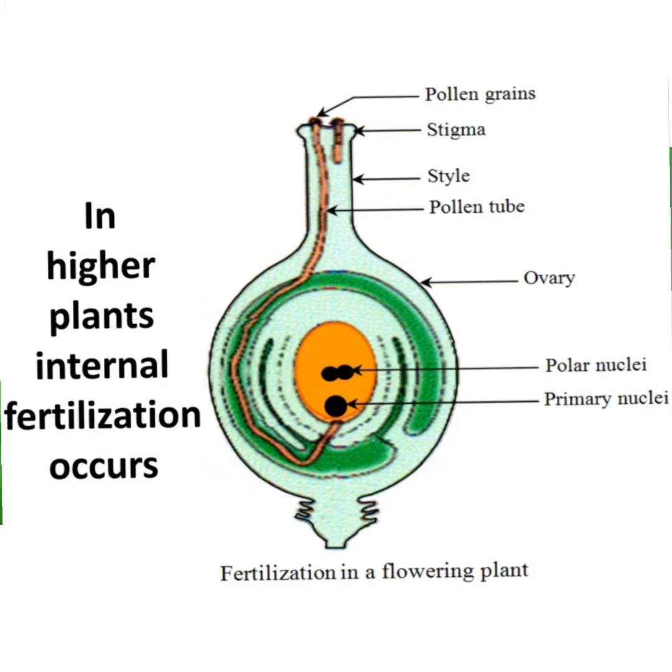That means it occurs within the plant body. Normally it occurs within the ovary of the gynoecium, where the male nuclei and the female nuclei fuse together in the ovary and form the endosperm and the seed.